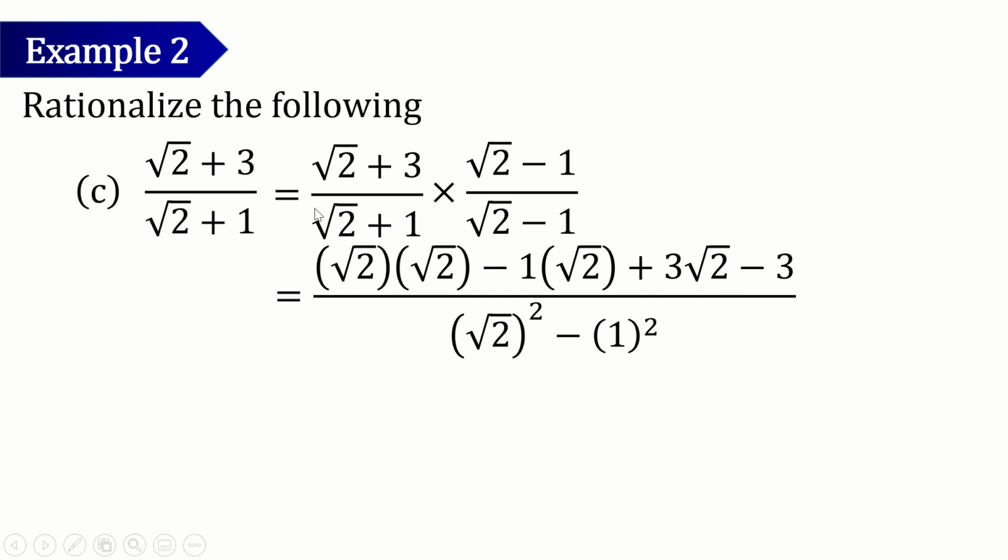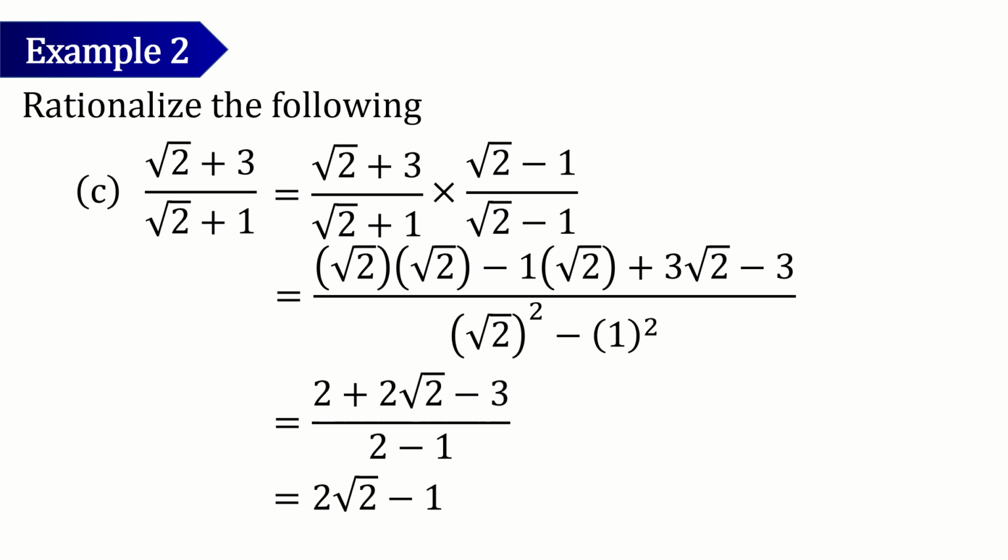And for the denominator, when the surd expression is multiplied with its conjugate, that is equivalent to √2 to the power of 2 minus 1 to the power of 2. And then we can simplify. √2 times √2 is 2. Negative 1√2 plus 3√2 is 2√2, and negative 3. We just copy back. For the denominator, √2 to the power of 2 is 2, minus 1, and 2 minus 1 is 1. The numerator, 2 minus 3, becomes negative 1. So that is equivalent to 2√2 minus 1.